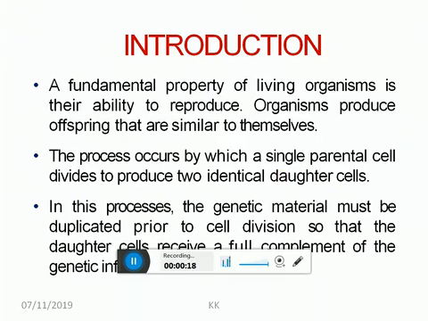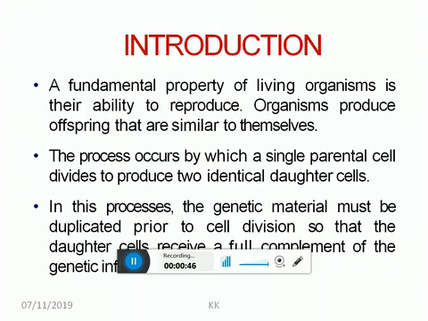Next, the introduction. A fundamental property of living organisms is their ability to reproduce. Organisms produce offspring that are similar to themselves. It means that every organism can reproduce its daughter cells. It is the process by which a single parental cell divides to produce two identical daughter cells.